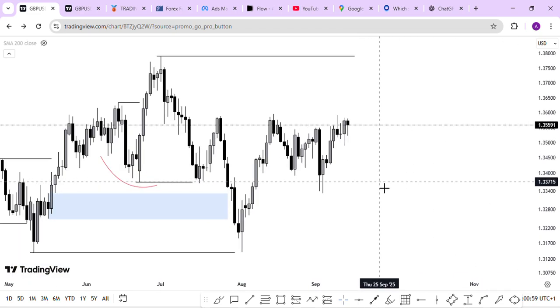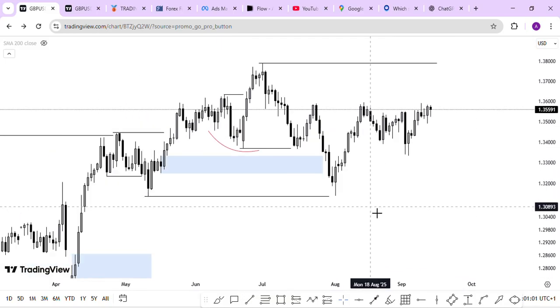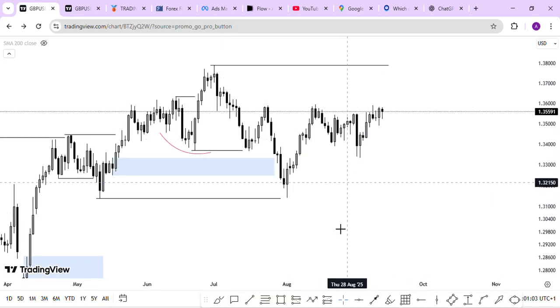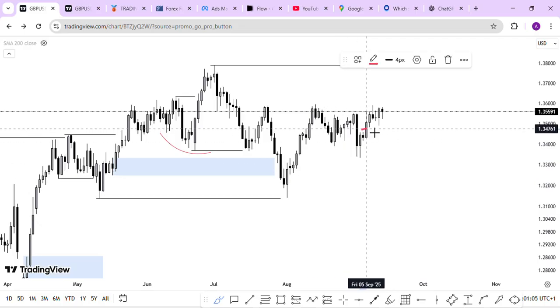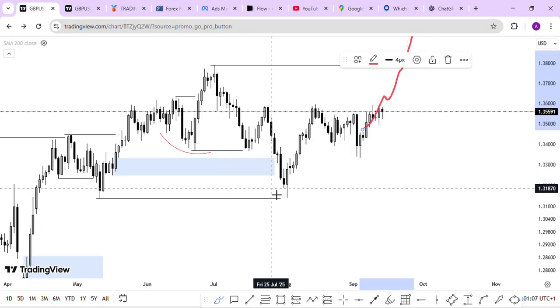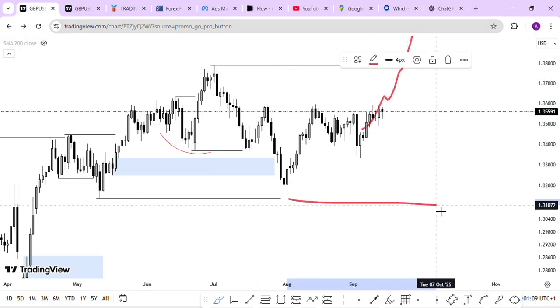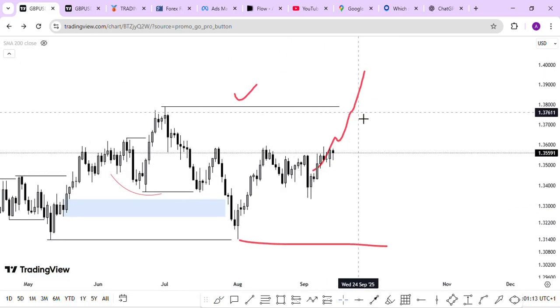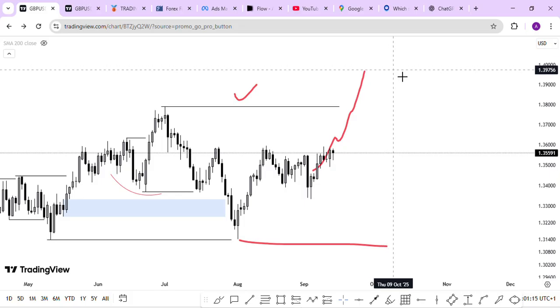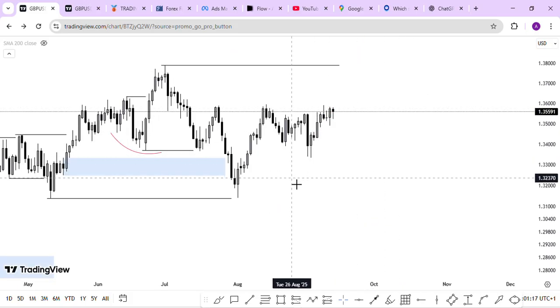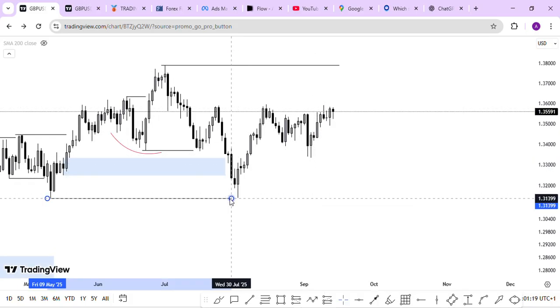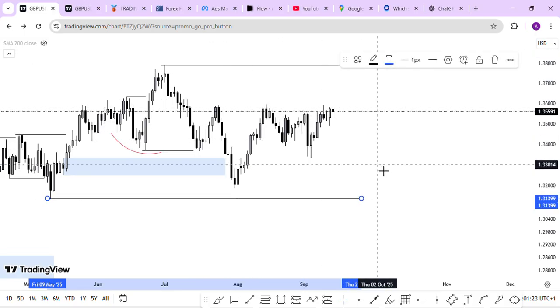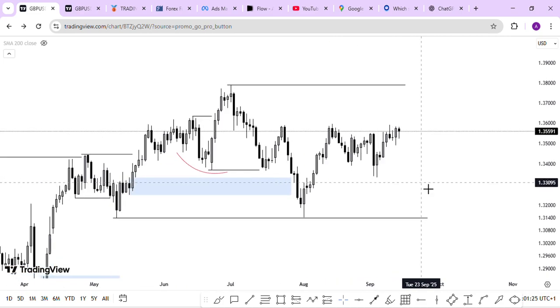So this is the current situation of the GBP USD. If the market closes up like this, it means that this low will be our new low and this will be the new break of structure. But if it doesn't, as it is now, then we are still waiting. Maybe the market will come back here and give us a change of character, but these are the levels. The market is still trading in between them.